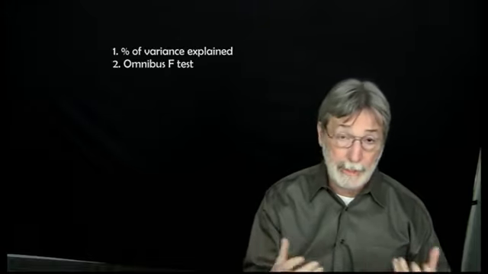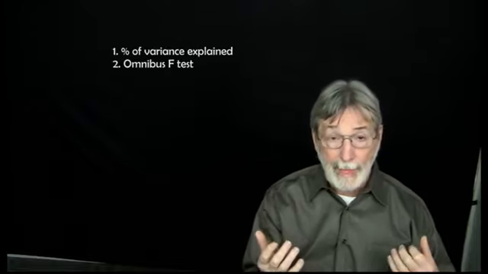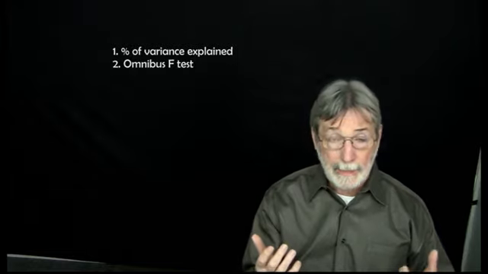The next thing we're going to look at is the omnibus F, which is the overall F. That particular analysis answers the following question: is there a significant, meaningful, reliable relationship between the dependent variable and the predictor variables, the independent variables? If the answer is yes, we continue on. If the answer is no, we're going to stop right there.